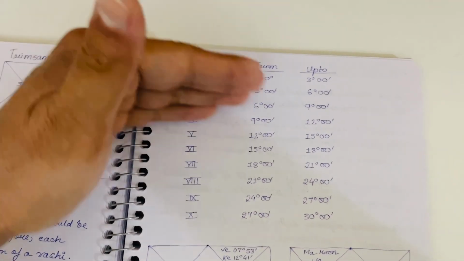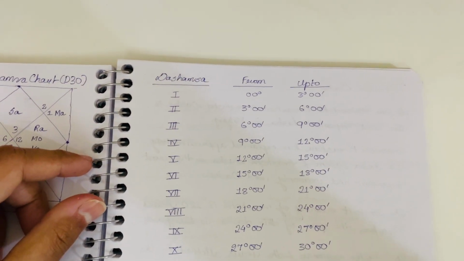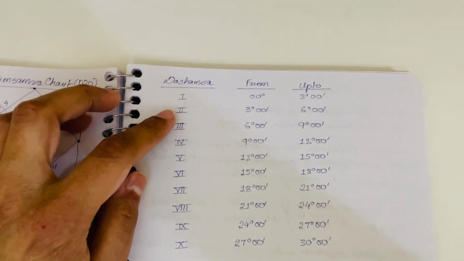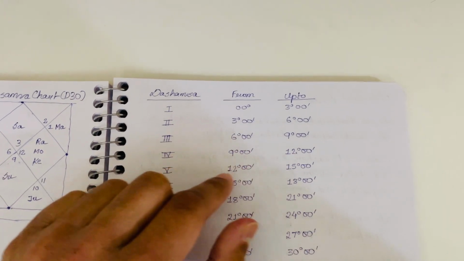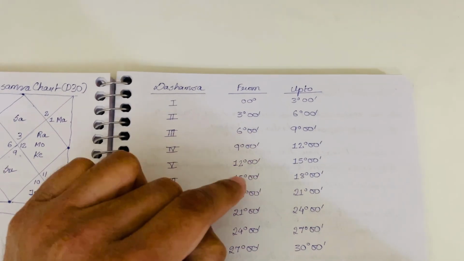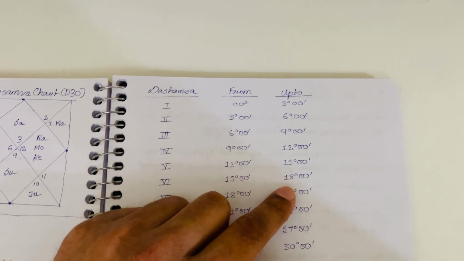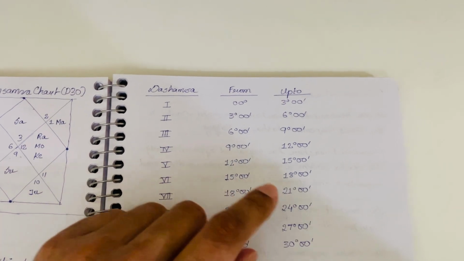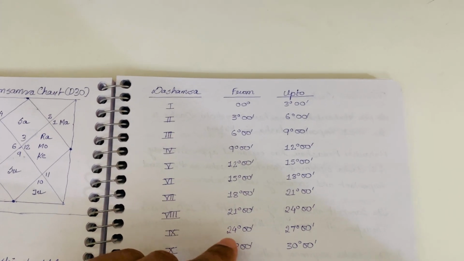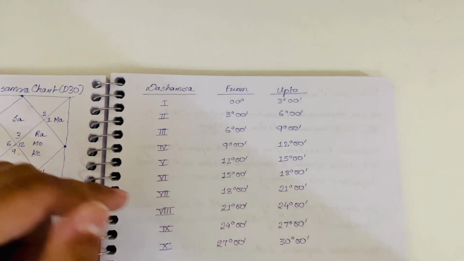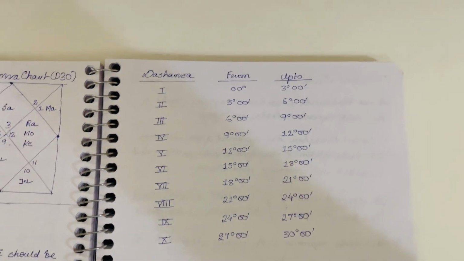Similarly, all the subsequent Dasamshas will be 3 degrees each, range wise. The second Dasamsa will therefore be from 3 degrees to 6 degrees. Third will be from 6 to 9. Fourth from 9 to 12. Fifth from 12 to 15. Sixth from 15 to 18. Seventh from 18 to 21. Eighth from 21 to 24. Ninth from 24 to 27. And the 10th Dasamsa will be from 27 degrees to 30 degrees.